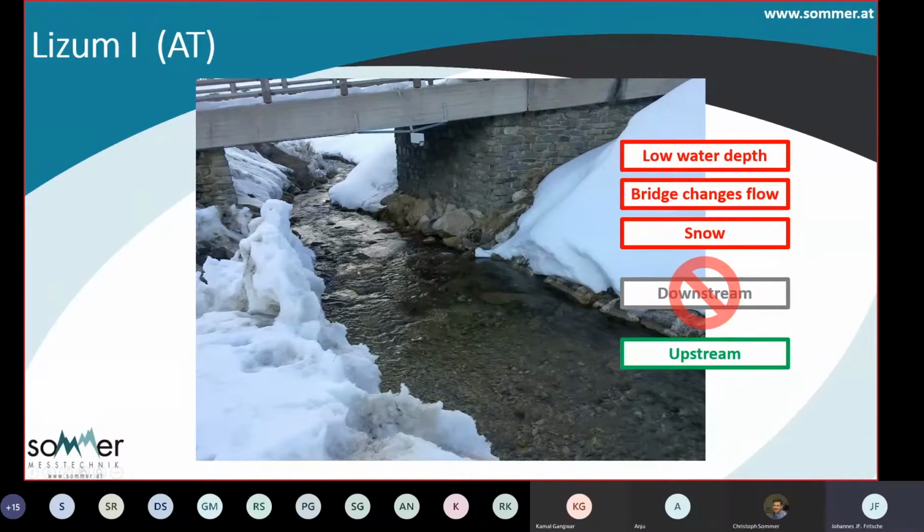And we also have a very meandering or curvy flow of the river downstream. So when we install the instrument here, it should not look downstream, but looking upstream is a nice option, which shouldn't pose any bigger difficulties.